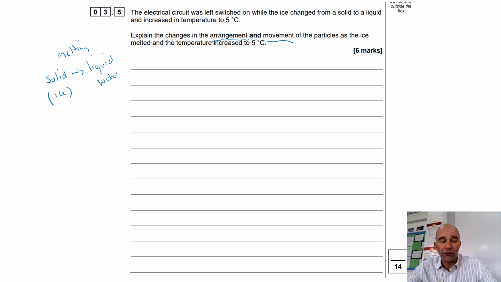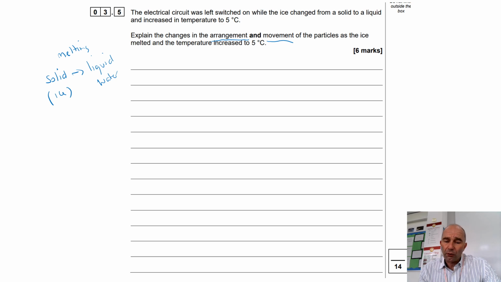And the other thing to remember is that this question is also looking at internal energy. Remember, internal energy is the total kinetic and potential energy of all the particles. So as our liquid water starts to increase in temperature, the internal energy of the particles is starting to increase. Now, if you include all that information in a very logical, clear account, you're looking at the full 6 marks. Remember, in this particular case, you only need to talk about the arrangement and movement.